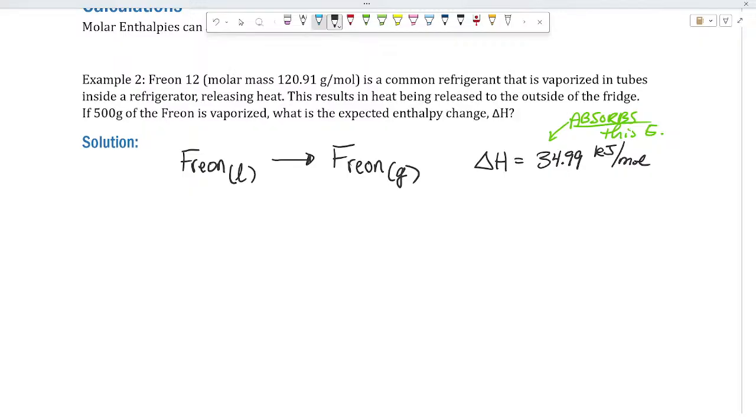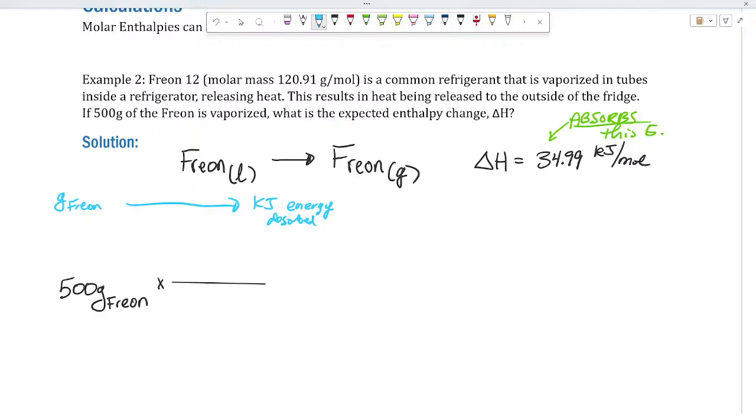the question is, if you have half a kilogram of Freon in your fridge, how much energy can it absorb per cycle? Well, let's do a little bit of math. We have 500 grams of Freon. And this is where we want to do dimensional analysis. I want to know from how many grams of Freon I have, how many kilojoules of energy will be absorbed.